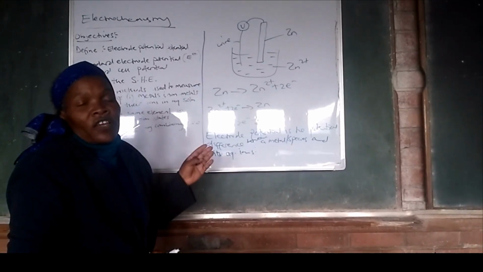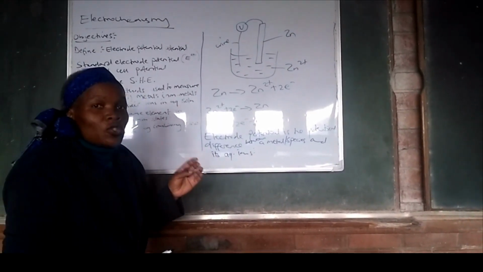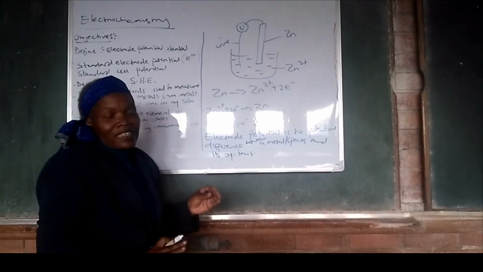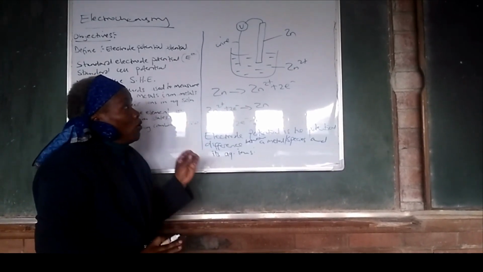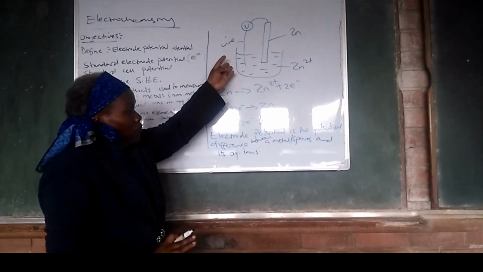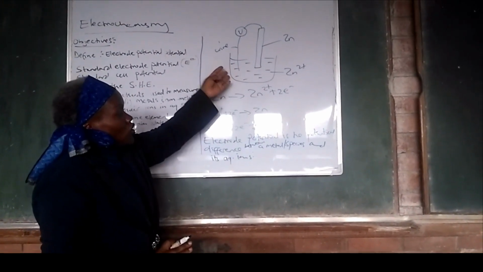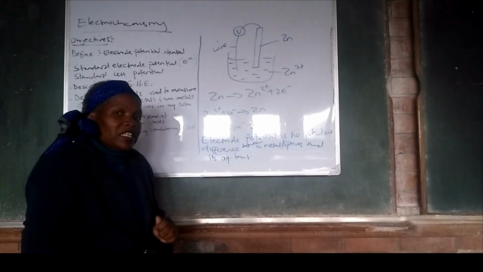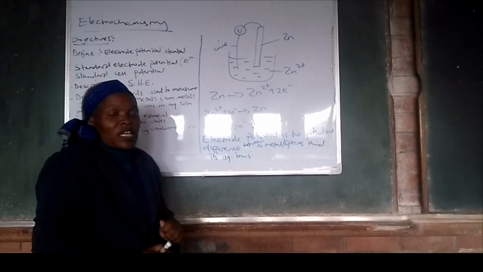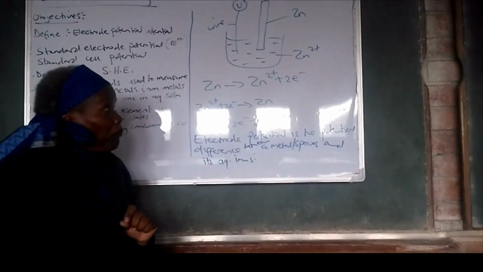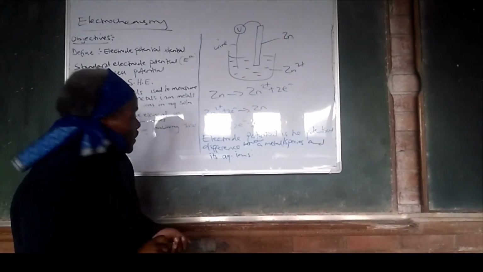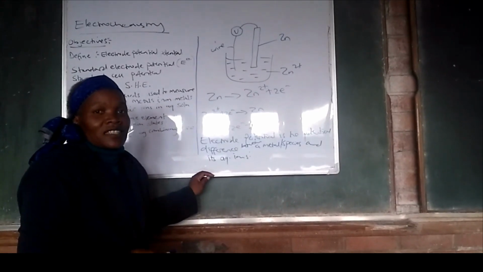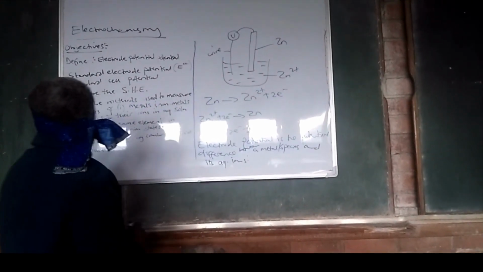So in actual fact, what we are simply saying here is that it is not possible for us to measure directly the electrode potential of a metal dipped in an aqueous solution or a non-metal dipped in a solution of its own ions. Hence, there is need for a standard which can be used as a reference point. And the standard which is chosen is the standard hydrogen electrode. So let's look at the SHE. Right now we are describing the SHE.